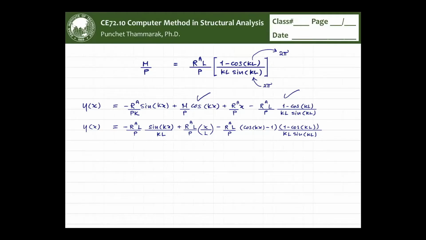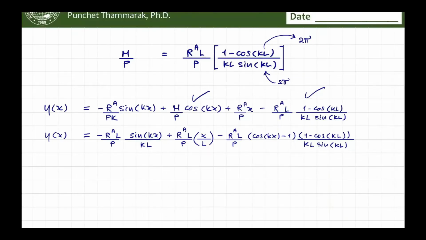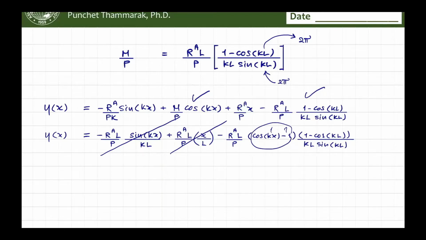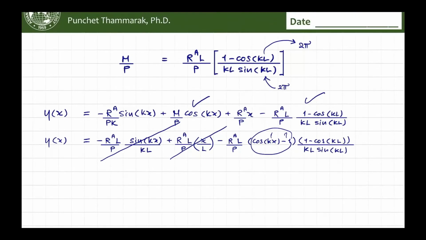Let's see if the boundary conditions are going to help us another time. We used them already, but let's see. If we look at y at 0, we get 0, so that is not going to help us, right? Y at 0, this is 0, this is 0, this is 1 minus 1, you get 0. So everything is 0, so that doesn't help.